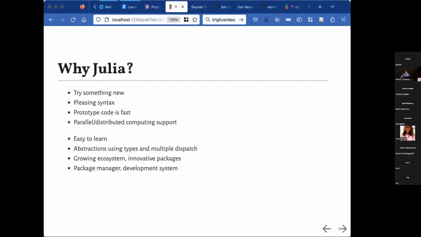And the other thing is that it has very good support for parallel distributed computing. You have a lot of control over high performance internals that you normally don't get in these sort of high level languages. And finally, it's easy to learn. You can use abstractions using types and what's called multiple dispatch. I'll show you just a few toy examples to see how it works. And there's a very nice package manager. It's very easy to register packages. And there's a growing system of innovative packages.